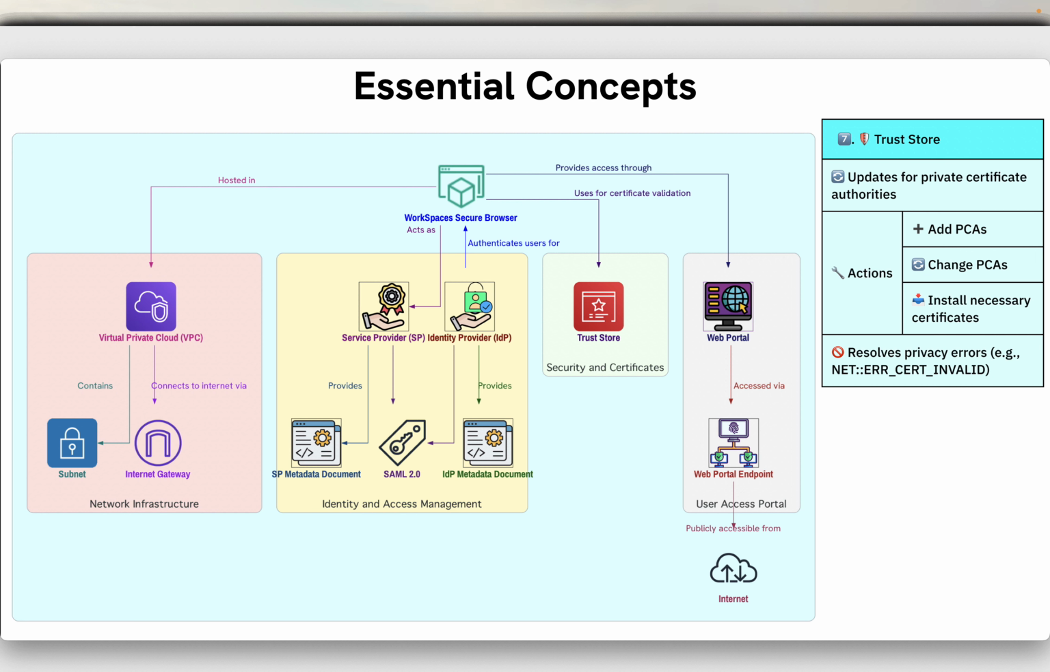And then you have a trust store. You may need updates for sites using private certificate authorities. You add or change PCAs and install necessary certificates to resolve privacy errors and to enable access to specific sites. So basically you have to enable the trust store. Because secure browser is accessing your internal application, let's say a web-based application, you have to have the trust store between both the parties so that they can mutually authenticate themselves, and you have to install the necessary certificates on both the systems. So that's how they will exchange information, and finally it will be shown to your end users.